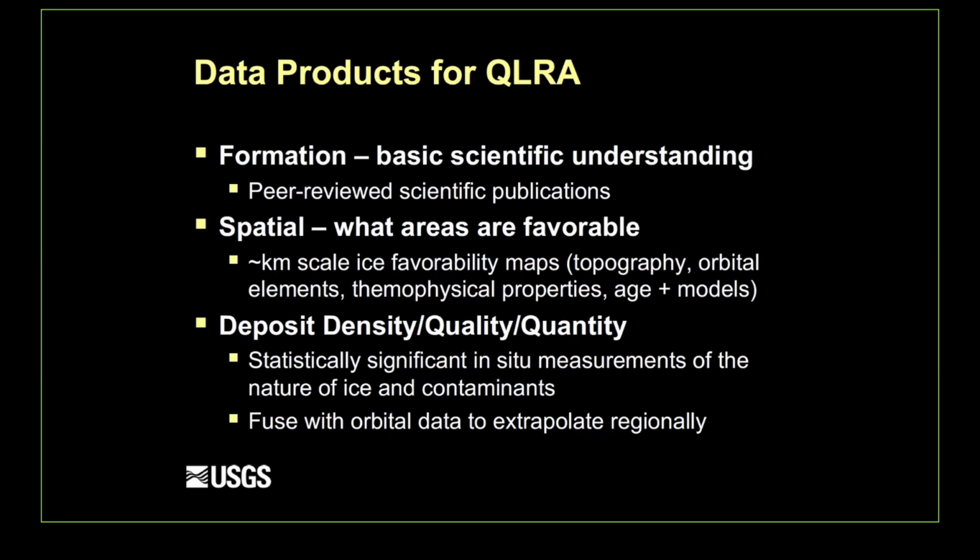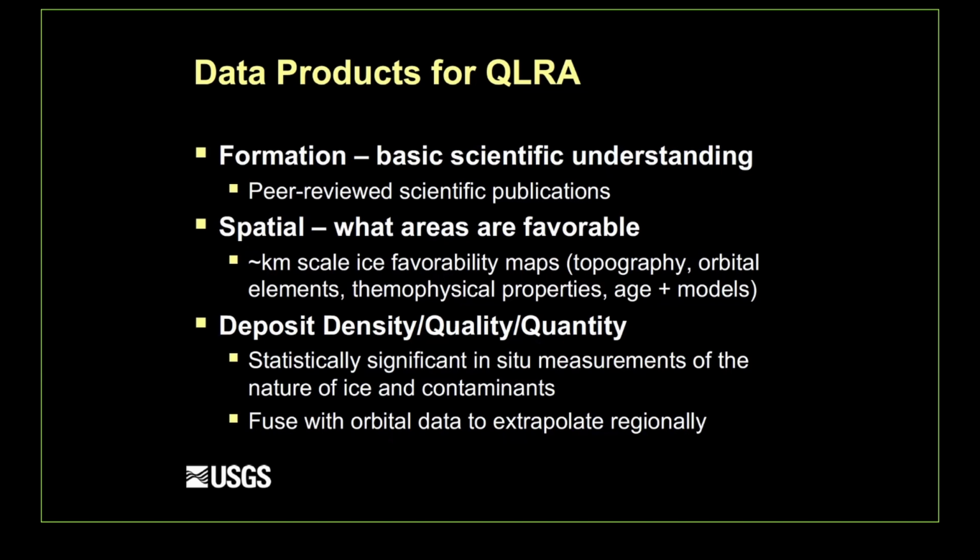The spatial model, which is saying where the conditions are favorable for ice, we're already generating these models based on our current best guesses for how the ice got there. And so we have multi-kilometer scale ice favorability maps, which combine topography, orbital elements, thermal physical properties, age of the surface, and so forth into models to generate estimates of which parts of the moon are favorable and not so favorable. And these can get refined, but we know what those look like.